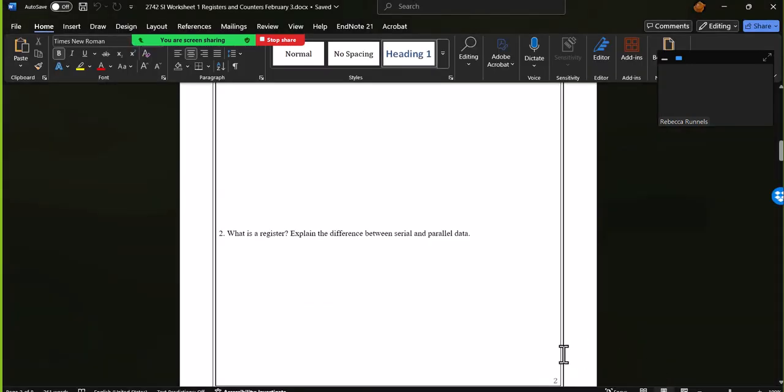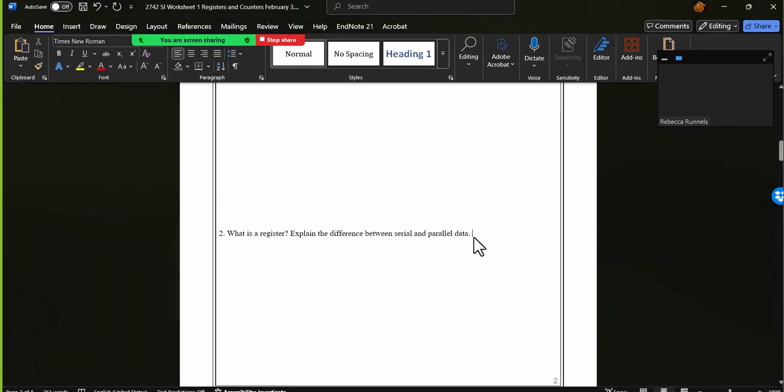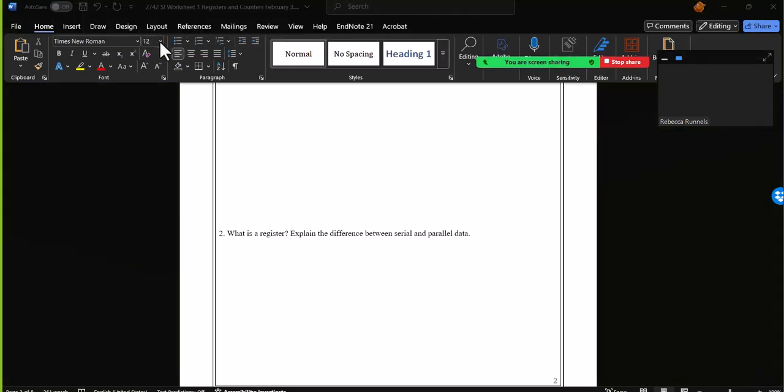worksheet that we did the first problem of on Monday. And so now I've got just a kind of concept question here asking what is a register and what's the difference between serial and parallel data. So does anybody have an answer to that? Like what you think a register is and what the difference is between serial and parallel?